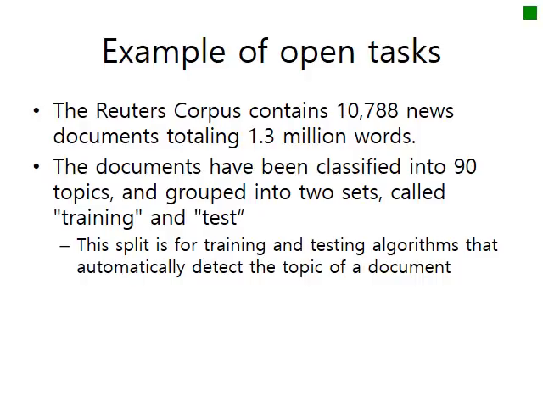What's interesting in the field of NLP is that there are many open tasks so that researchers around the world can compete on the same very well-defined task. So one example is a task described here based on the Reuters corpus, which is basically a corpus of news articles. So there are 10,788 documents with 1.3 million words, and it is already classified into topics such as sports and so on. And then they divide it into 2 sets, one for training and one for testing.